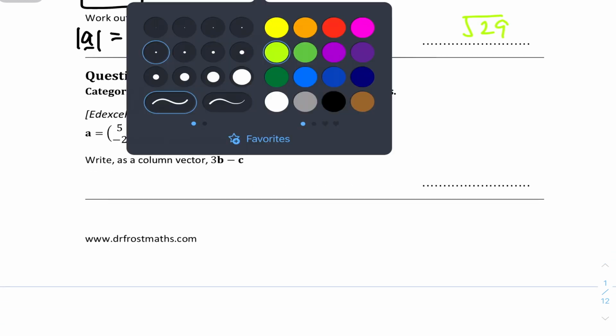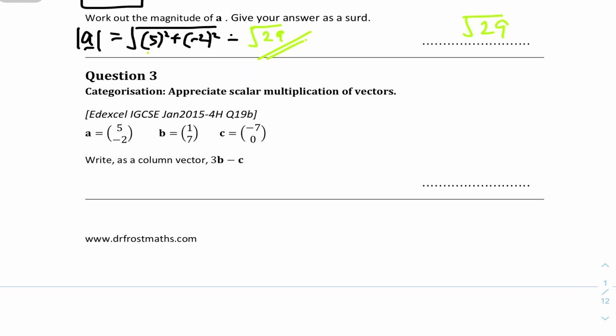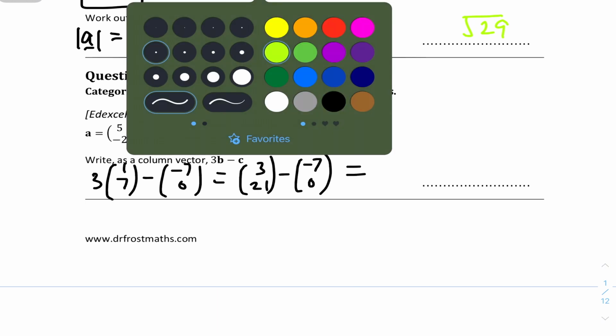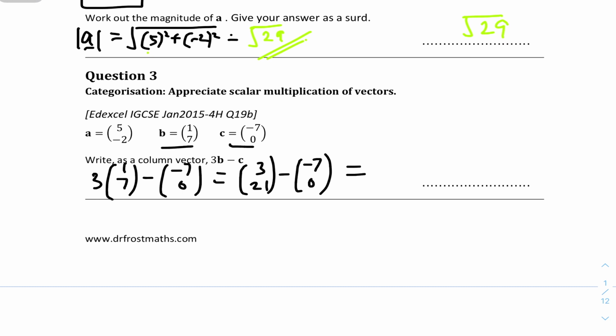And number 3, write as a column vector 3b minus c. So we have b here and c, so it will be 3b, b is (1, 7), minus c, which is minus (7, 0). So we can now simplify to get (3, 21) minus (7, 0), and as just now, we can just add or minus the respective rows. So the top row will be 3 minus 7, to get minus 4, right? Because 3 plus 7 would be 10, and the bottom is 21 minus 0, or just 21, so it will be (10, 21), like so.